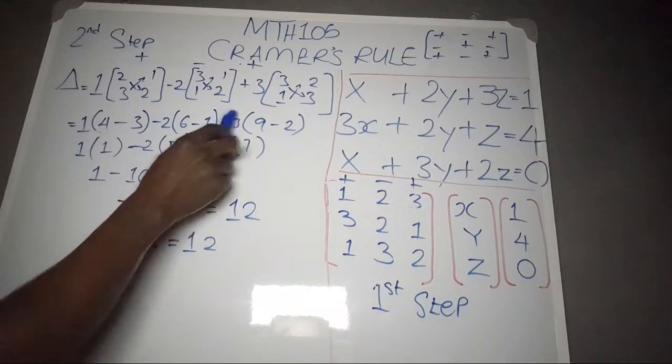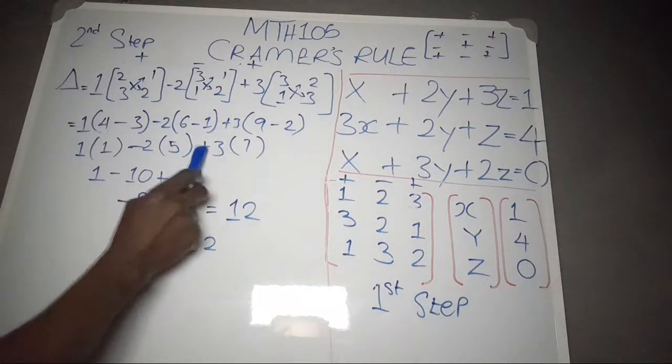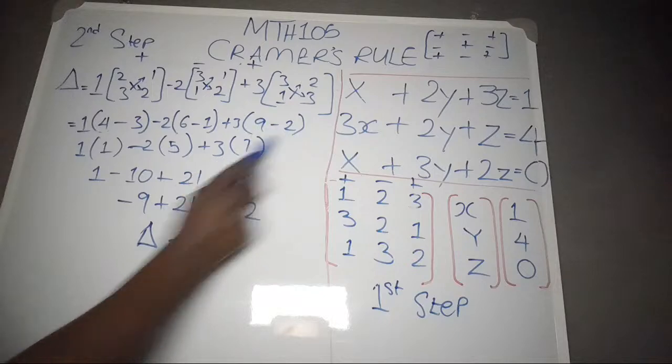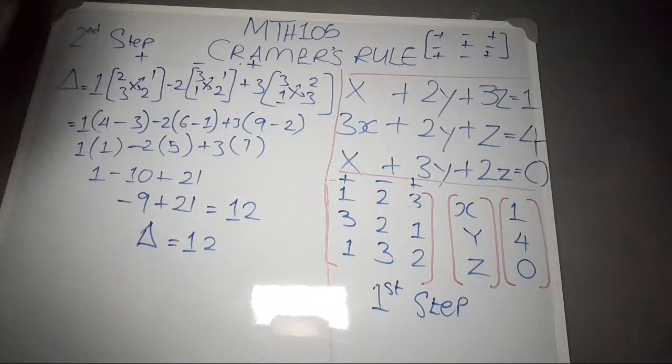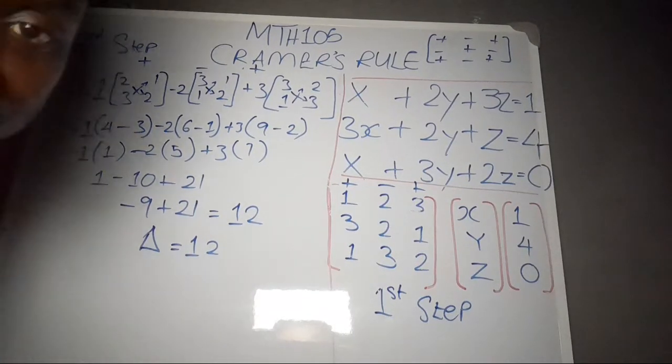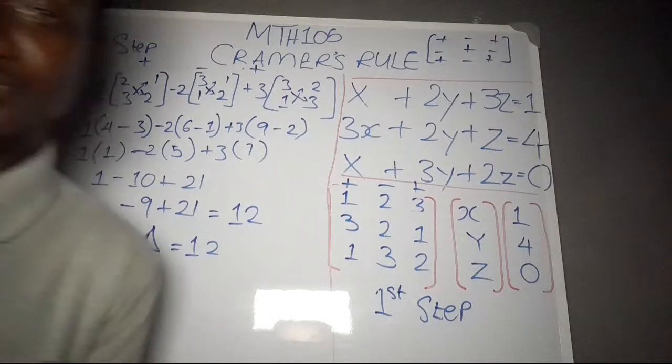Then we have the 3 plus 3, bring it down. Then we have 9 minus 2 and bring out the 7. I hope we are following. I hope we're all on the same page.